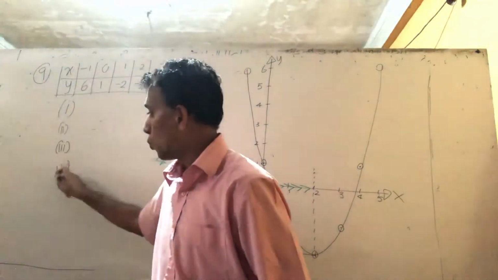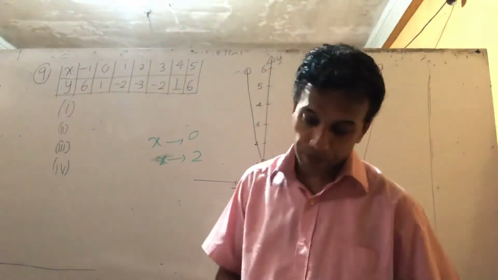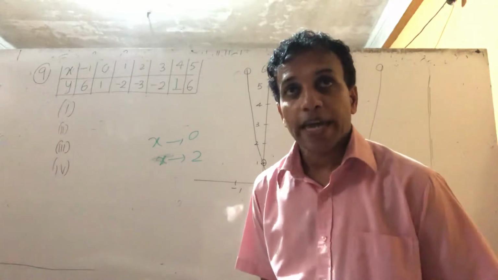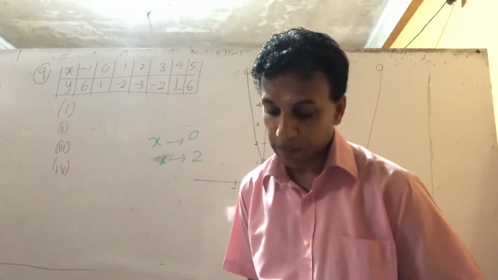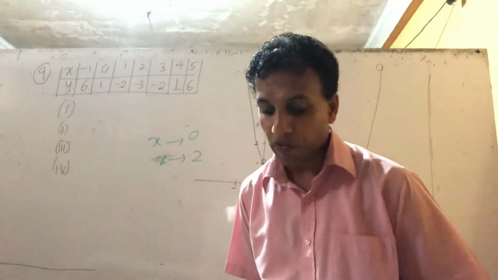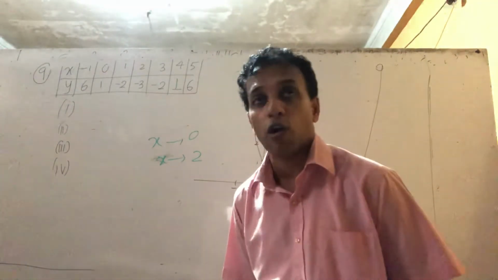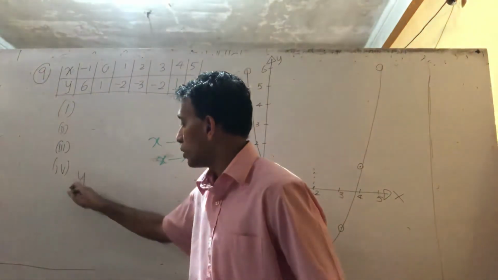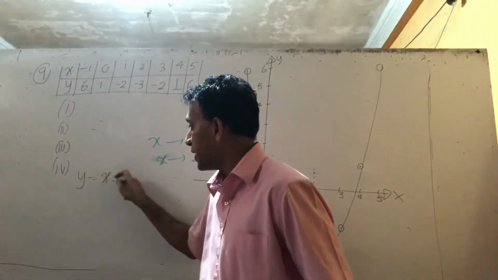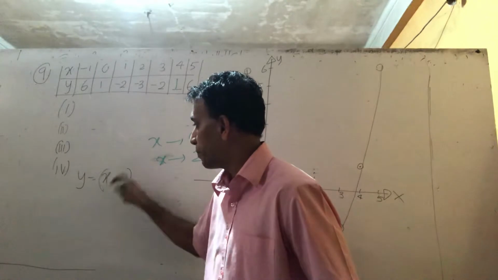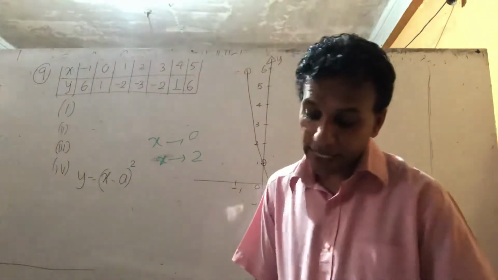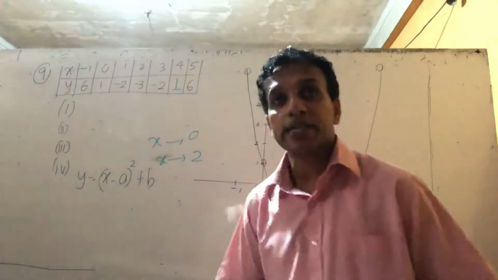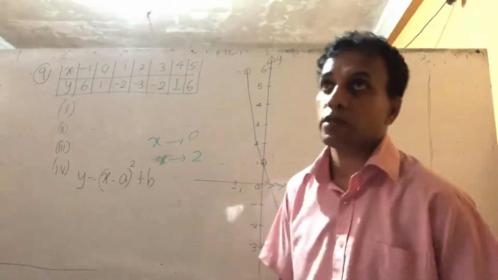Next, part 4. Express the quadratic function in the form of y equals (x minus a) squared plus b.